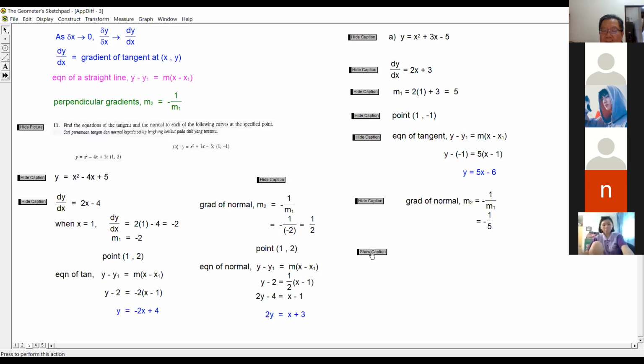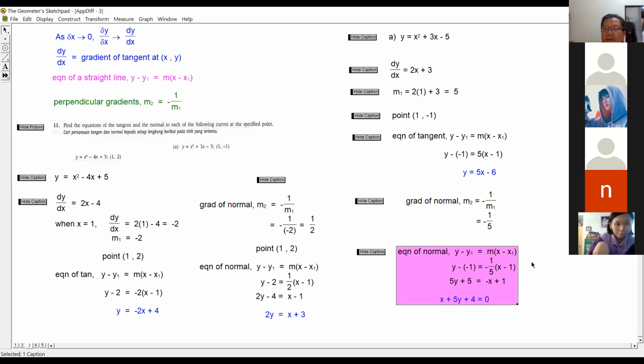To find the equation of normal, you need both the point and the gradient. The point and the gradient. And substitute these two things inside the same formula, y minus y1 equals m(x minus x1). Okay, so you get the correct answer: x plus 5y plus 4 equals 0. So Liu Ying got all correct except the next question, the last question.